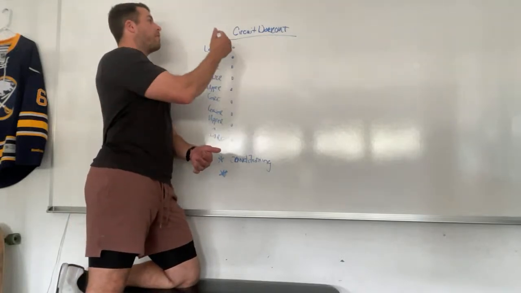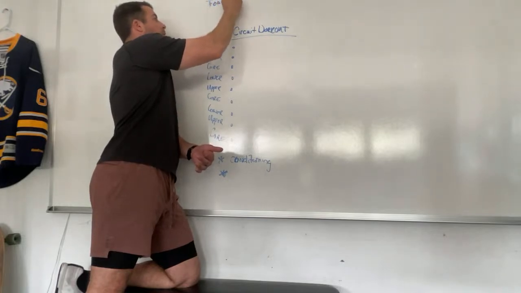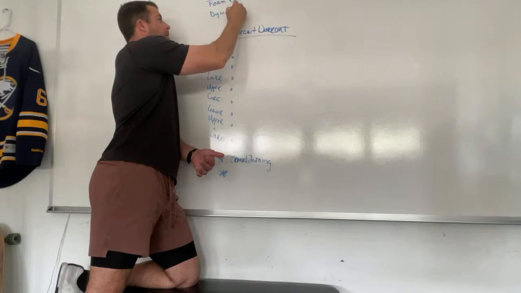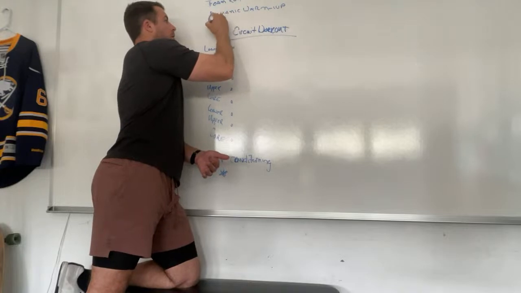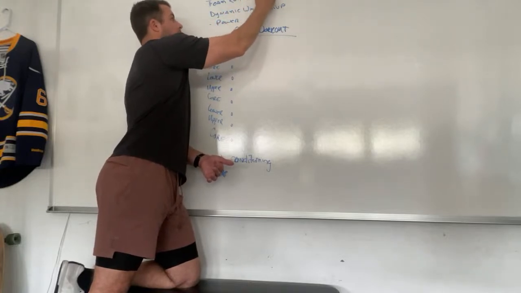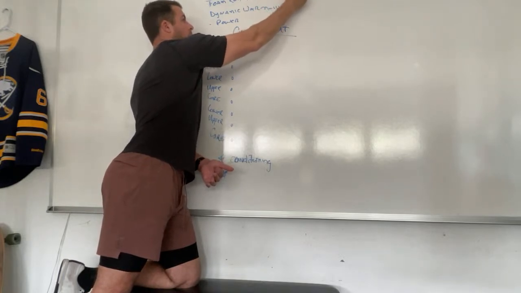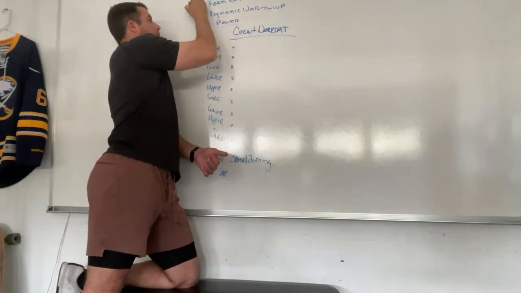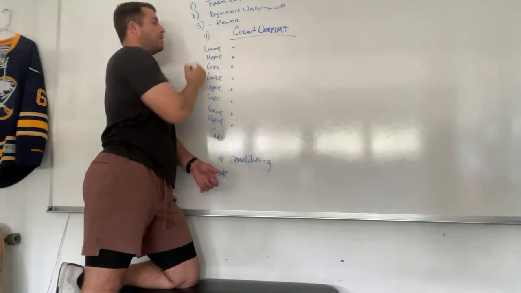The first thing before the circuit workout is foam roll, dynamic warm up, and then your power work. Okay, so make sure that you have your mobility, stability, dynamic, power. So 1, 2, 3, and then you're going to go into your circuit workout.